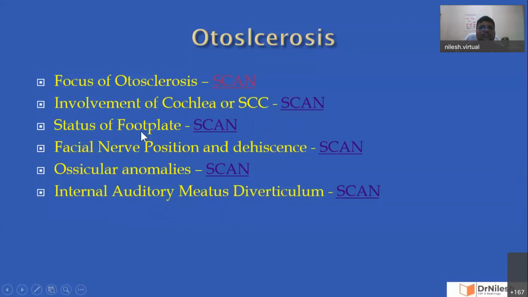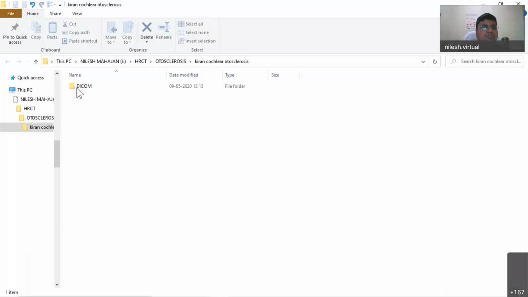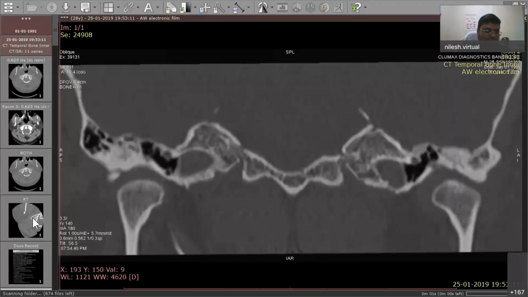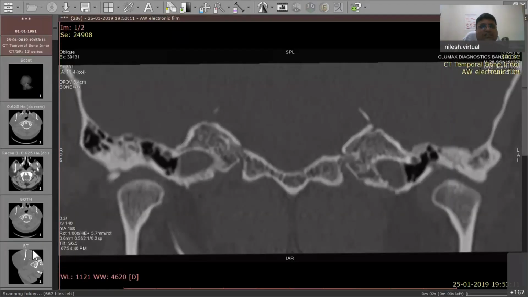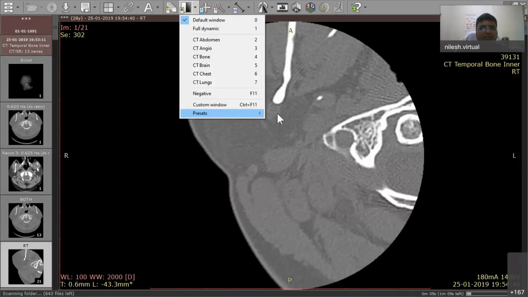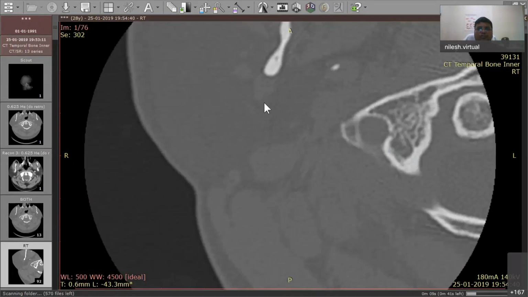Next, you have to see whether there is any involvement of the cochlea or semicircular canal, because these patients are known to have associated sensorineural hearing loss, and sometimes even after surgery they will develop fast progressive sensorineural hearing loss. So you have to look for whether the cochlea is involved or not.